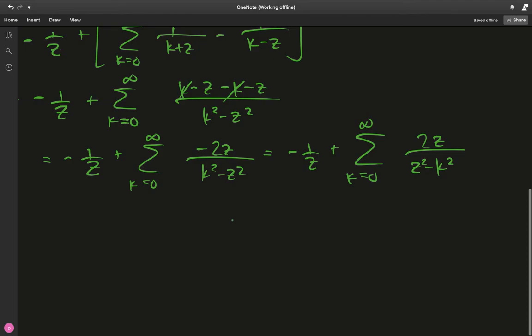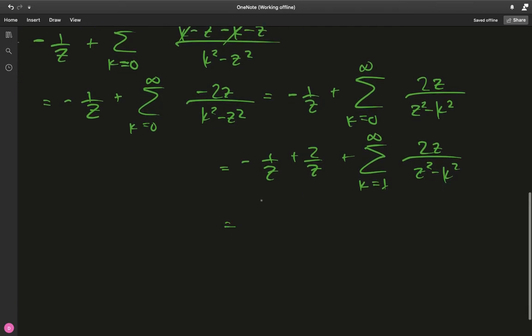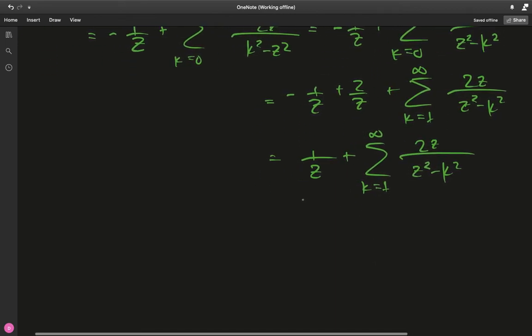Now I want the sum to go from 1, so let's just write the 0th term, k equals 0 term, as it is. So if we take k equals 0, we have 2z over z squared, which is nothing but 2 over z plus sum from k equals 1 to infinity of 2z over z squared minus k squared. This will just become 1 over z plus sum from k equals 1 to infinity of 2z over z squared minus k squared. Now this sum at least looks quite familiar. Let's actually tackle that on a fresh page. See you there.